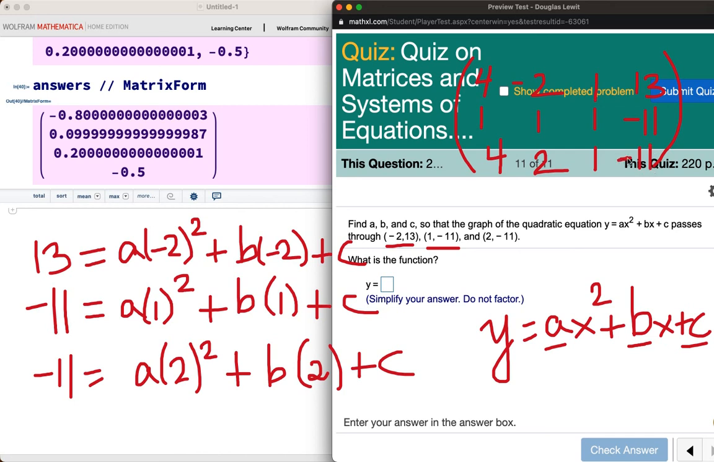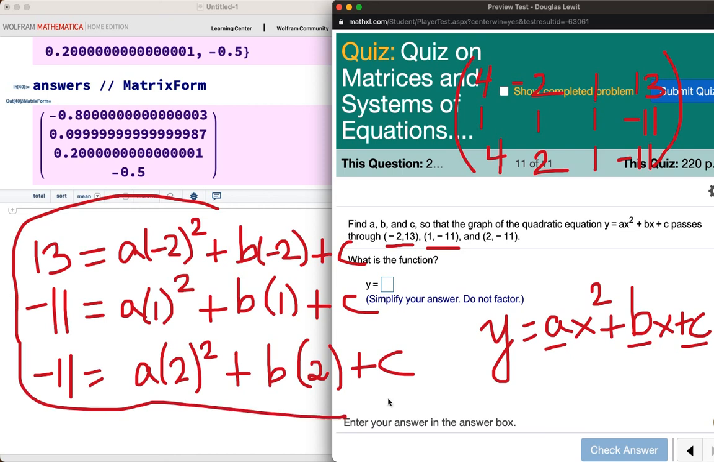Okay, so this is going to be the matrix that we have to figure out. I'm just using these equations right over here. These are the equations that I'm using. So we have negative 2 squared is 4, right? 4, negative 2, 1, 13, 1, 1, 1, negative 11, 4, 2, 1, negative 11.